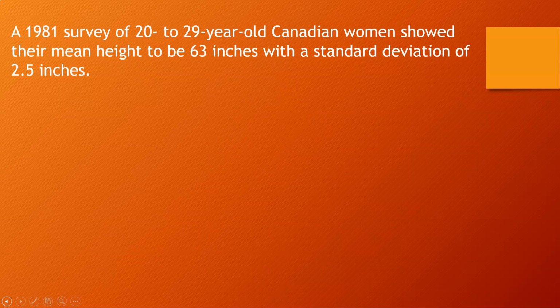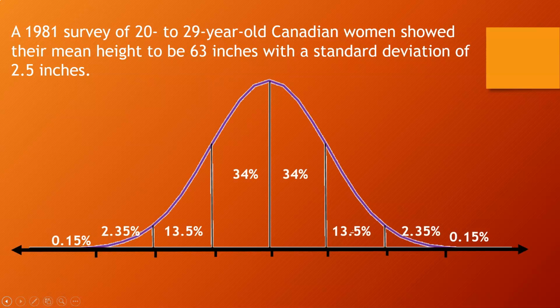So let's look at another problem. A 1981 survey of 20 to 29-year-old Canadian women showed their mean height to be 63 inches, with a standard deviation of 2.5 inches. Now, since this is a normal distribution, we can think of the areas under the curve exactly the same way as the last problem. The mean and the standard deviation give us a way to label the number line under the curve.